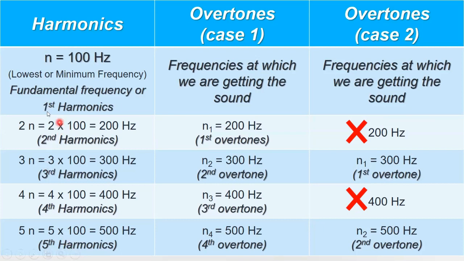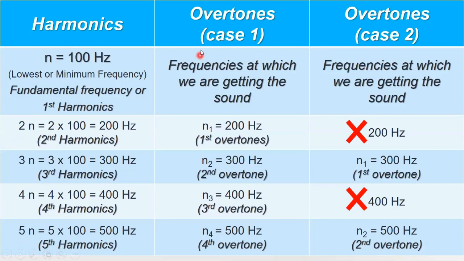So you have to multiply the fundamental frequency by a whole number. If the fundamental frequency is multiplied by 2, it will become the second harmonic. If the fundamental frequency is multiplied by 4, it will become the fourth harmonic. And if the fundamental frequency is multiplied by 5, it will become the fifth harmonic. So harmonic is nothing but the integral multiple of the fundamental frequency.